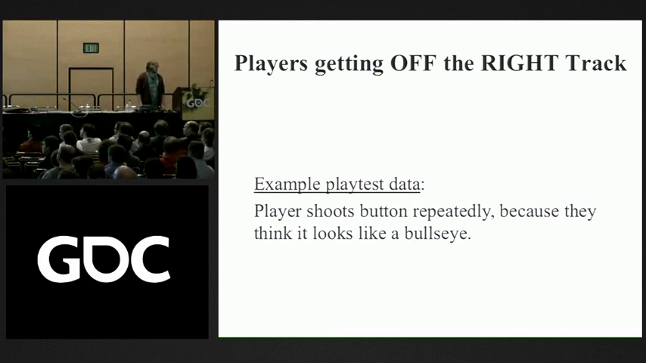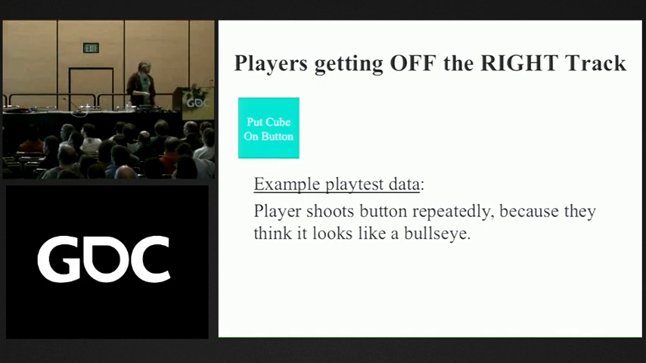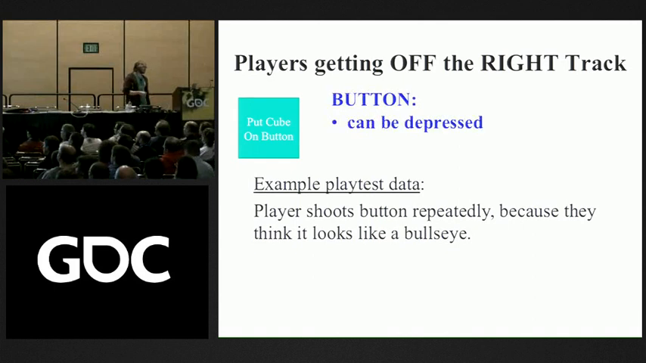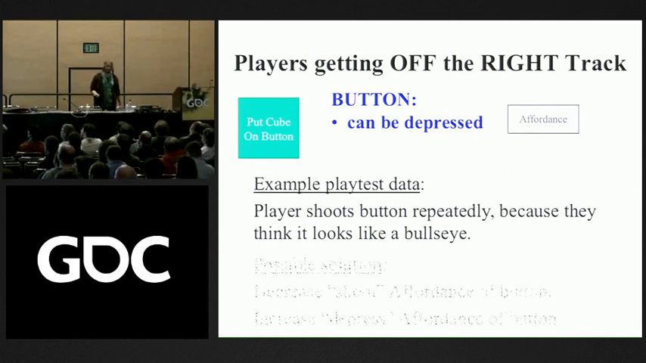Okay, so let's say the early version of the Portal button was textured to look like a bullseye, and so players get out their guns and shoot it. Suppose they have guns in Portal. So they think that it's something you shoot. So what's the problem here? Well, they're supposed to be putting the cube on the button, and that's not what they're doing with the button. They don't know it's a button that can be depressed. This is an affordance problem.